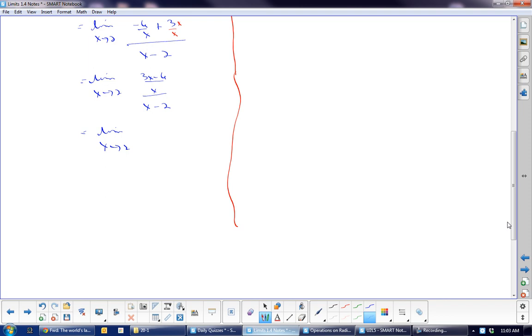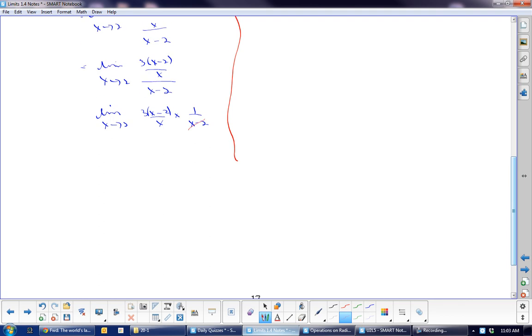Now, remember what our goal always is, right? We still can't put 2 into this. We need to cancel that x minus 2 in the bottom. And this works out to be nice because this is 3 bracket x minus 2 over x minus 2. Now remember, division is the same thing as multiplication by the reciprocal, right? So the limit as x goes to 2 is the same thing as 3x minus 2 over x times 1 over x minus 2. Okay, these will cancel.